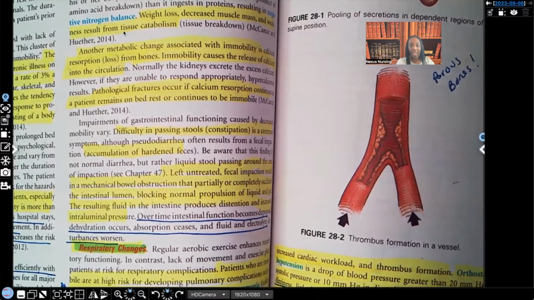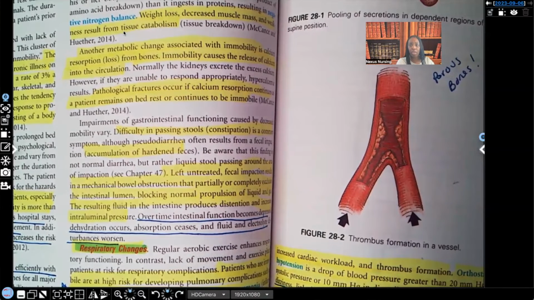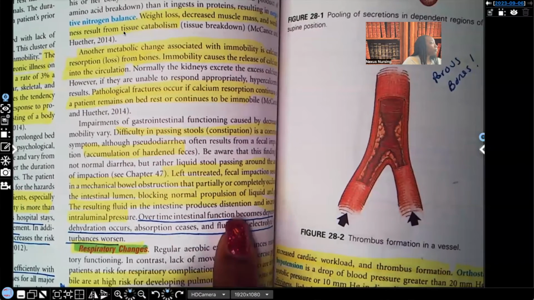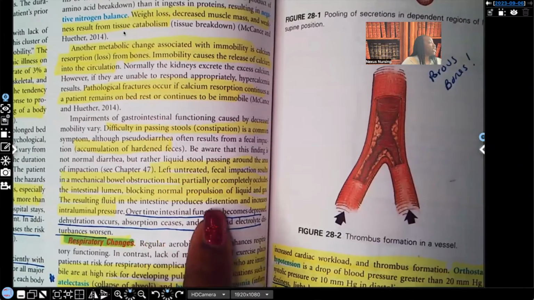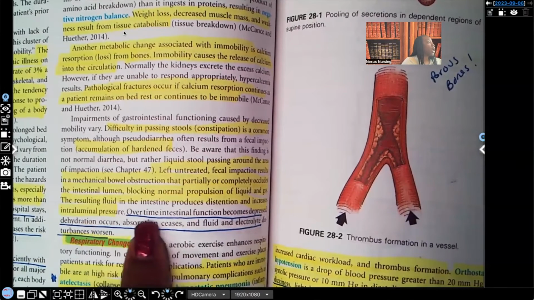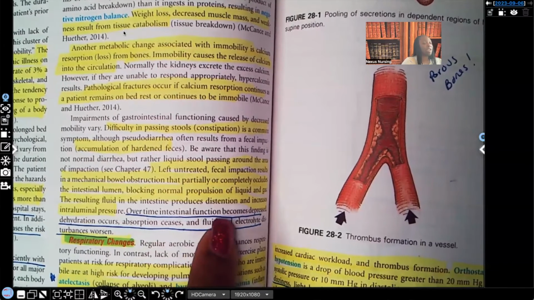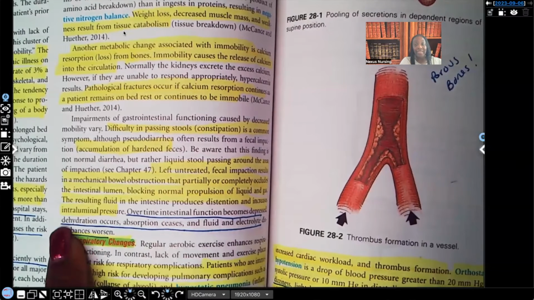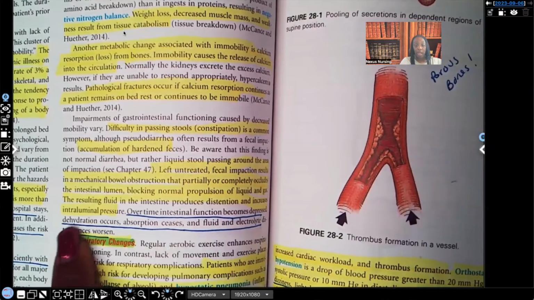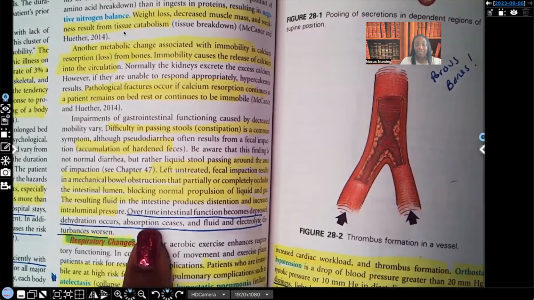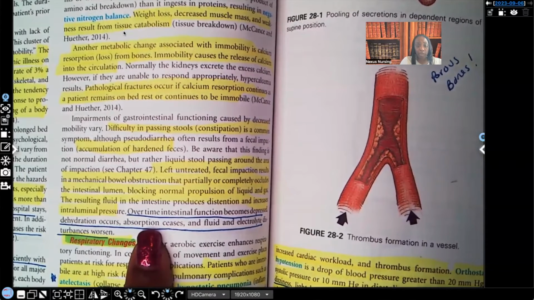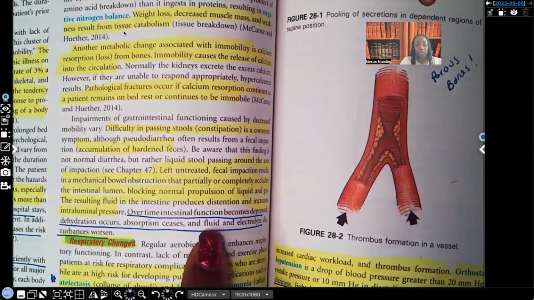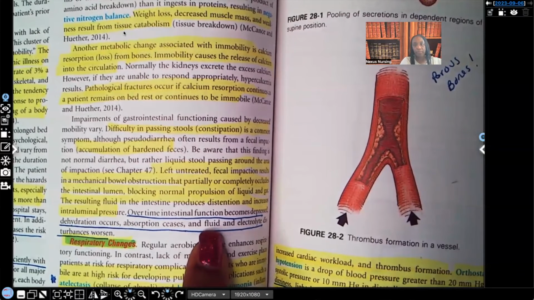So what do you think is going to happen? We're going to have abdominal distension, with all the fecal matter and gas just building up. It makes sense. The resulting fluid in the intestine produces distension and increases the intraluminal pressure. Over time, intestinal function becomes depressed. Dehydration occurs. Absorption ceases, and this is bad because they're already not getting enough nutrients, vitamins, and minerals that they're supposed to be getting in the first place, and fluid and electrolyte disturbances get even worse.